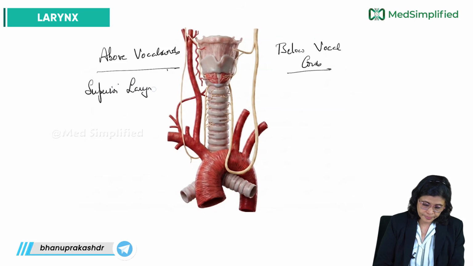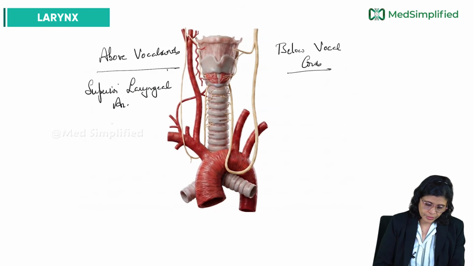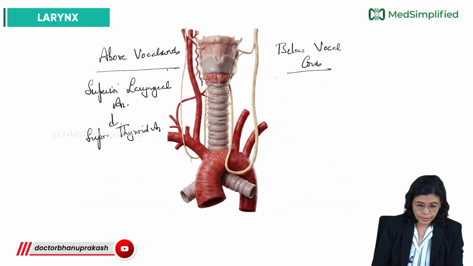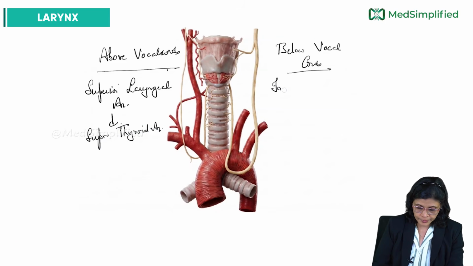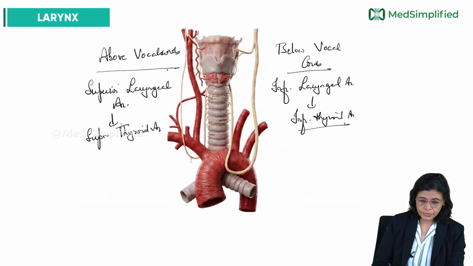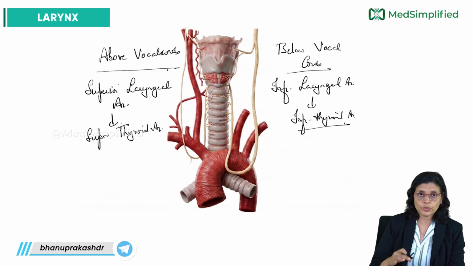laryngeal artery, which is a branch of the superior thyroid artery, and the superior thyroid artery comes from the external carotid. Then below the vocal cords, it is by the inferior laryngeal artery. It is a branch of the inferior thyroid artery. So this is the blood supply, whereas the rima glottidis, that portion has dual blood supply from both the arteries.